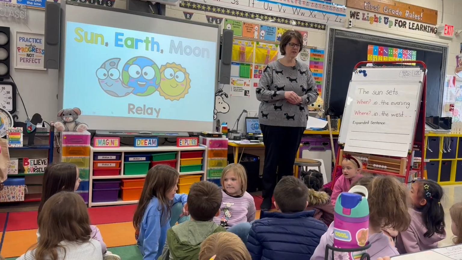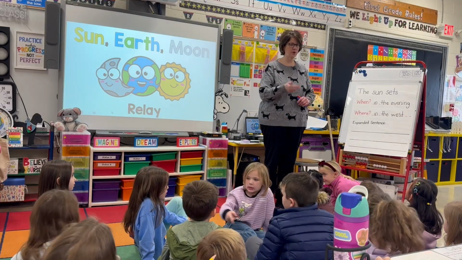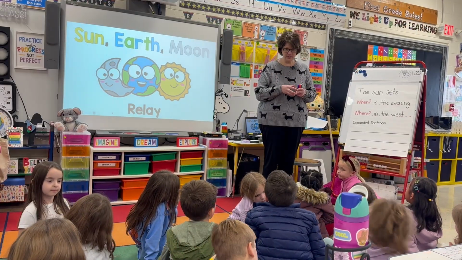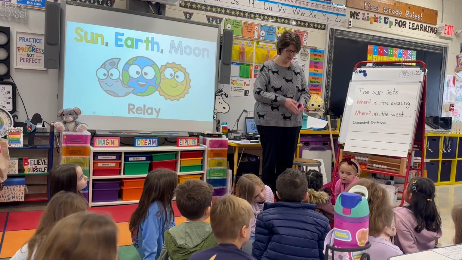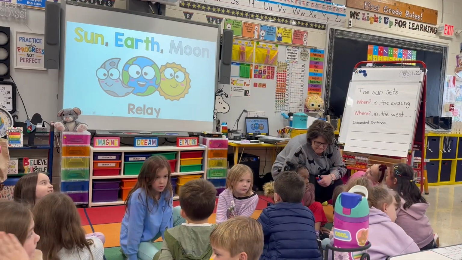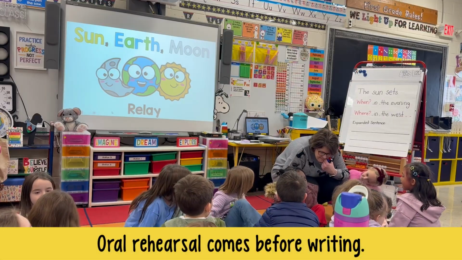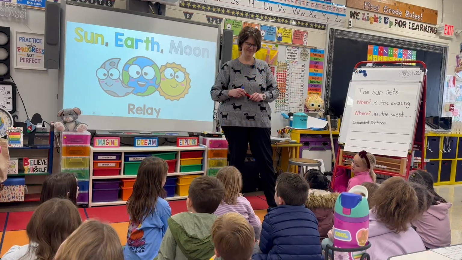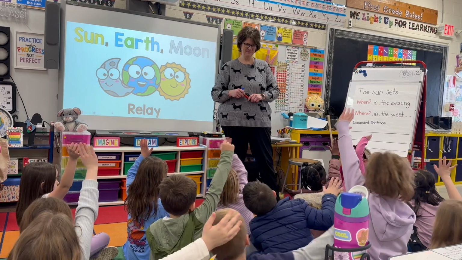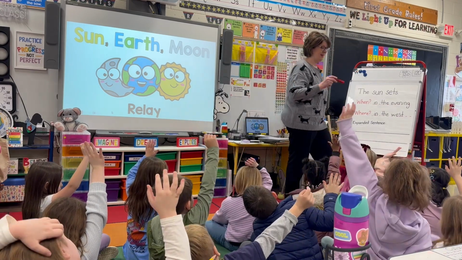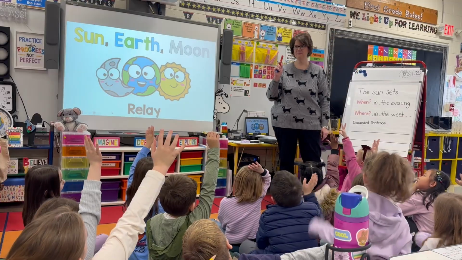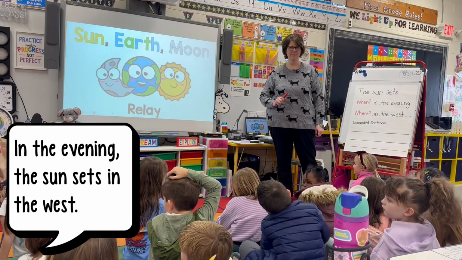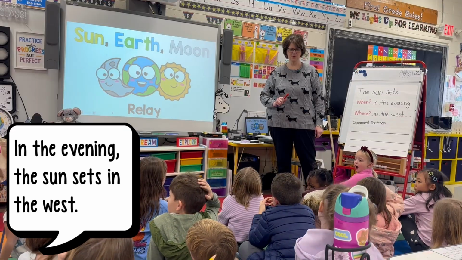So partner A, share first. Tell them what you think the whole sentence will say, and then partner B, even if yours matches exactly, which it should, I want you to say the whole sentence also. Okay, so turn and share the sentence with your partner. The sun sets in the evening, the sun sets in the west. In the evening, the sun sets in the west. All hands up. Okay, let's go with Mario. If you agree with him, give a thumbs up.